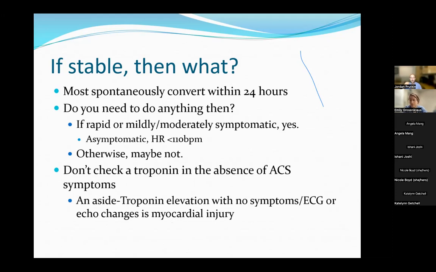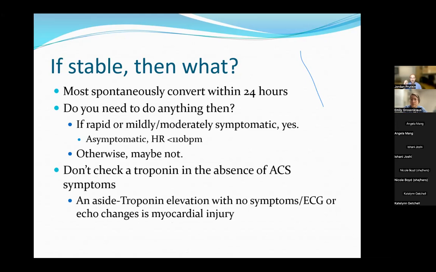Don't check a troponin, please, if you have someone who goes into AFib, unless they're having symptoms that make you think that they're also having an acute coronary syndrome of some sort. All right, there's no indication for troponin. Ischemia super rarely causes AFib, but it doesn't cause AFib unless there's some other sort of symptom or something else suggestive.